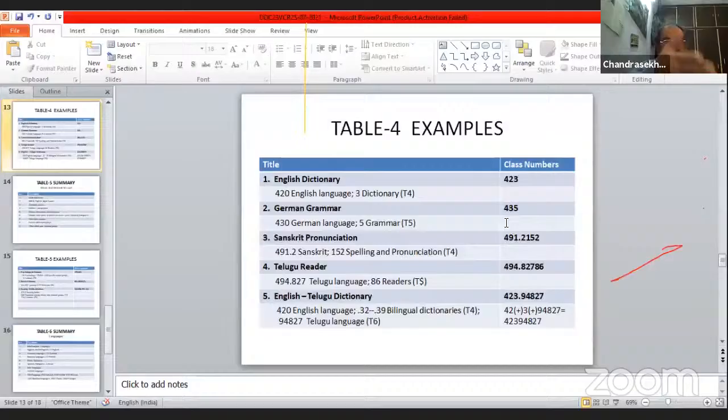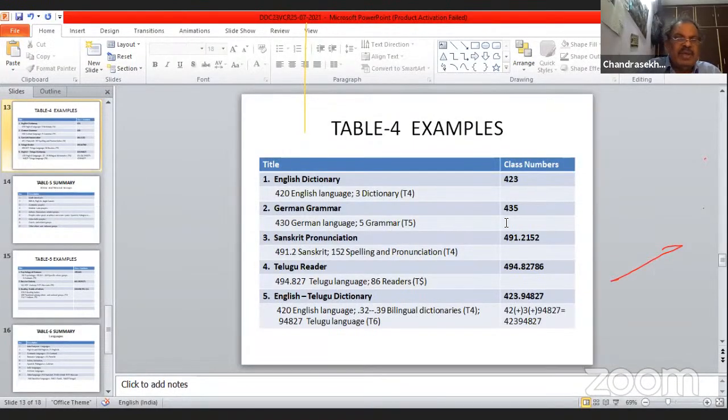Directly we are attaching, directly listed there in the schedules. Sanskrit pronunciation: 491.2 is the Sanskrit language. 490 is other languages. 491.2 is Sanskrit there. To that, 152 is spelling and pronunciation. We attach that from Table 4. Then Telugu reader, Telugu vachakam. 494.827 is Telugu language. 86 is reader.